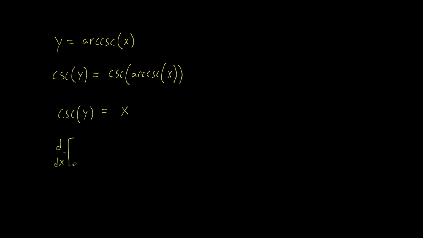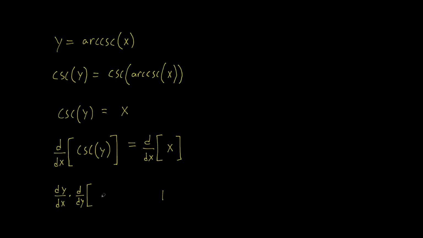So we have derivative with respect to x of cosecant y. And notice here that we have a function in terms of y with the derivative taken with respect to x, which means we're going to have to use chain rule, equals derivative with respect to x of x, which is just going to be equal to 1. So we have dy dx for chain rule times dy of cosecant of y.